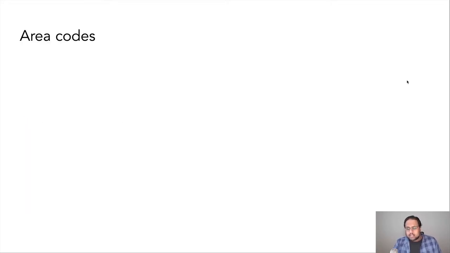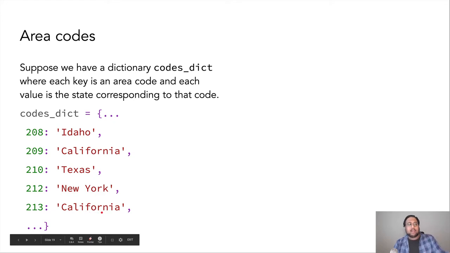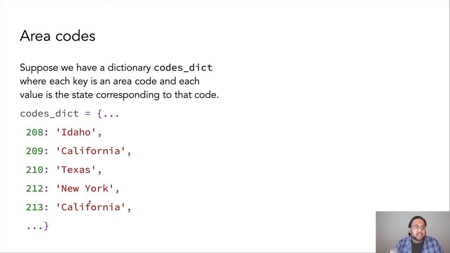Okay, so let's describe the problem. Let's assume that we have this dictionary, which we'll call codes dict, where all of the keys are area codes and all of the values are the states where that area code corresponds to. So for example, what this first key value pair 208 is telling us is that 208 is an Idaho area code. And it's also telling us that 209 is a California area code, 210 is a Texas area code, and so on and so forth.